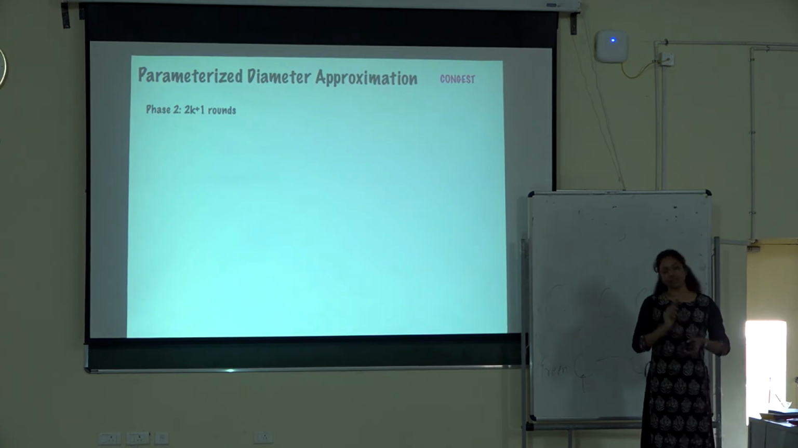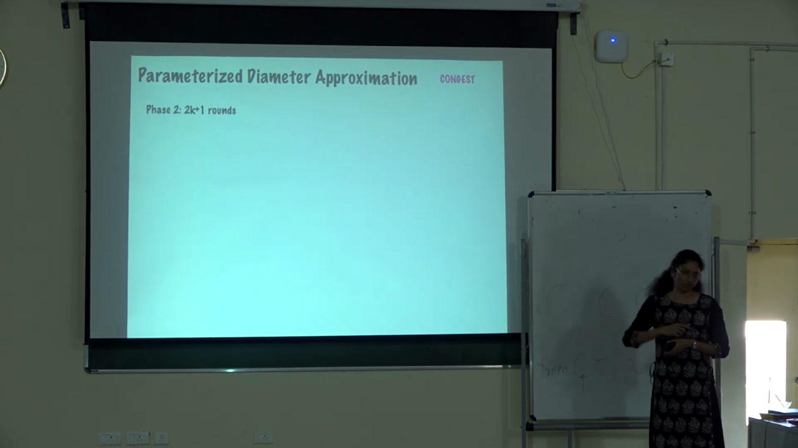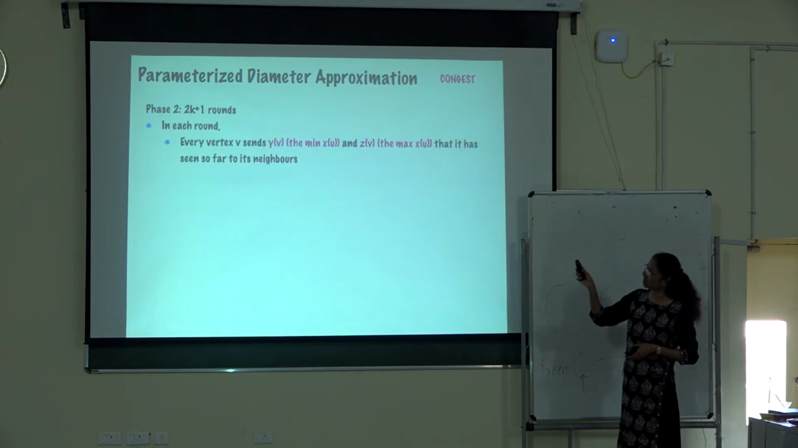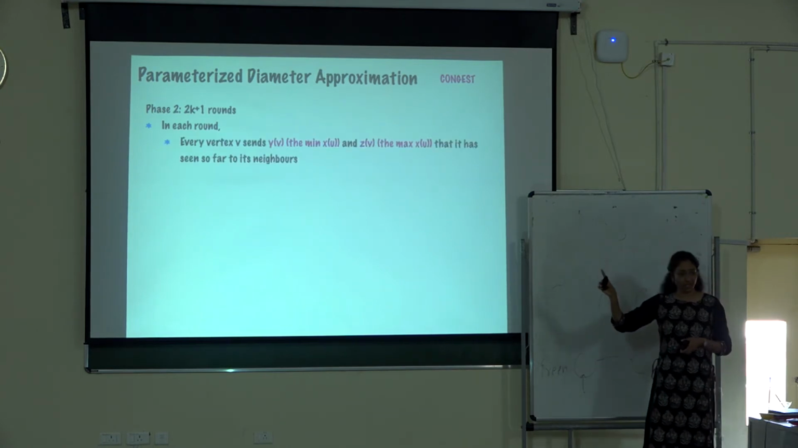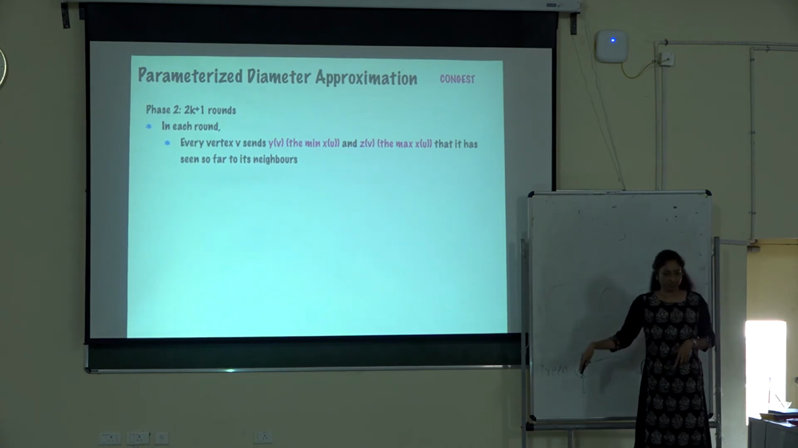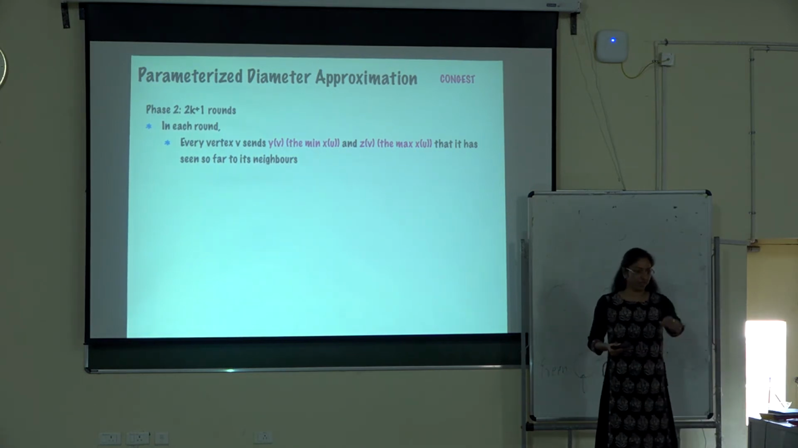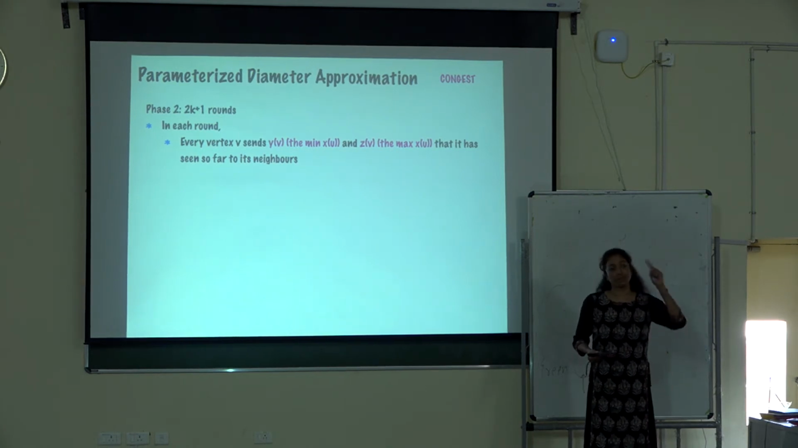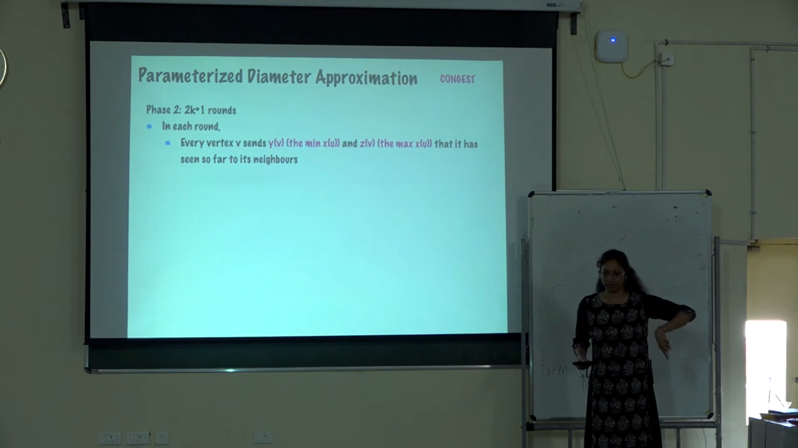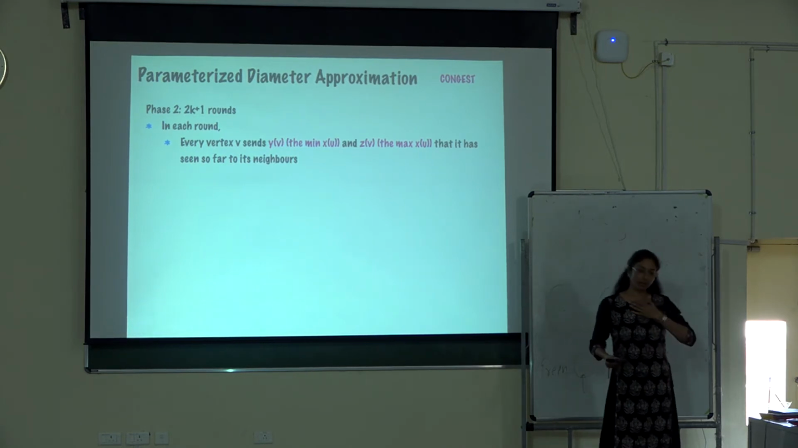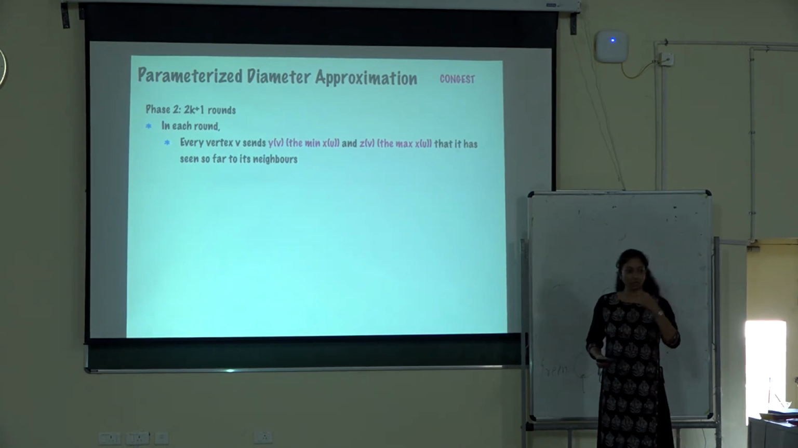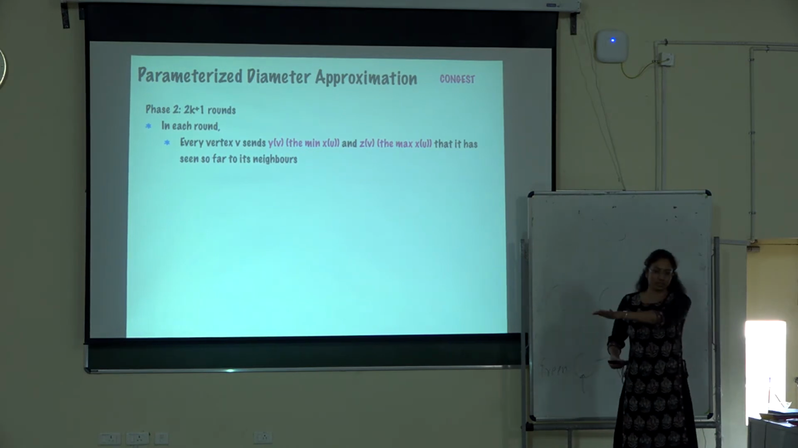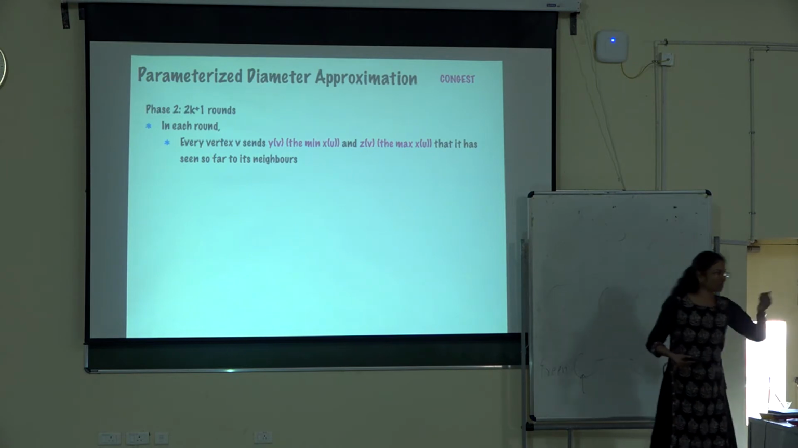Now we are going to spend another 2k plus 1 rounds. What are we going to do? In each round again, every vertex is going to send the minimum x_u that it has seen and the maximum x_u that it has seen. At the end of the first phase, I have x_v. x_v need not be my identifier; it is the minimum identifier in my distance-k neighborhood. So in the first round, I am going to send y_v equal to x_v and z_v equal to x_v to my neighbors. I will also receive.